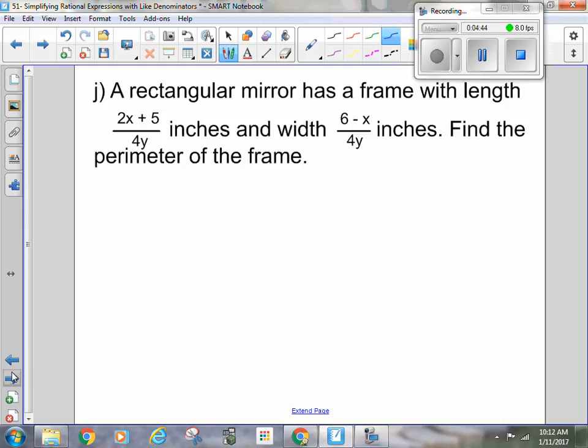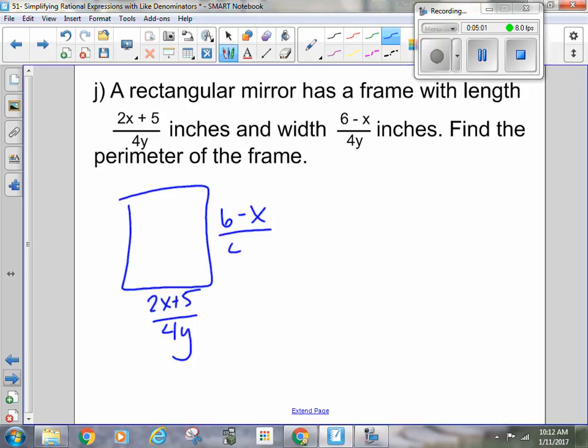All right, last one. A rectangular mirror has a frame with a length of 2x plus 5 over 4y inches and a width of 6 minus x over 4y inches. I'm going to just draw a picture. So length is 2x plus 5 over 4y and 6 minus x over 4y. Find the perimeter. So remember, perimeter is the measurement all the way around. So I'm literally just going to add everything twice.